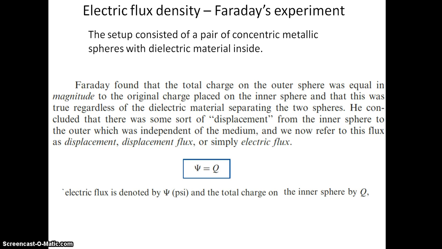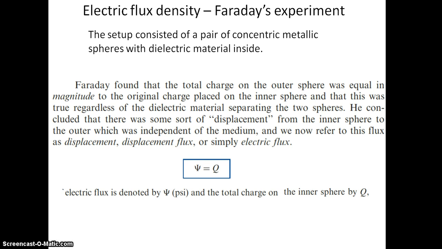Faraday conducted an experiment, the setup of which consisted of a pair of concentric metallic spheres with dielectric material inside. Faraday found that the total charge on the outer sphere was equal in magnitude to the original charge placed on the inner sphere. First, the inner sphere was charged. So the charge on the inner sphere was transferred to the outer sphere. The outer sphere was not given any charge, but the charge on the inner sphere was transferred to the outer sphere. Okay.